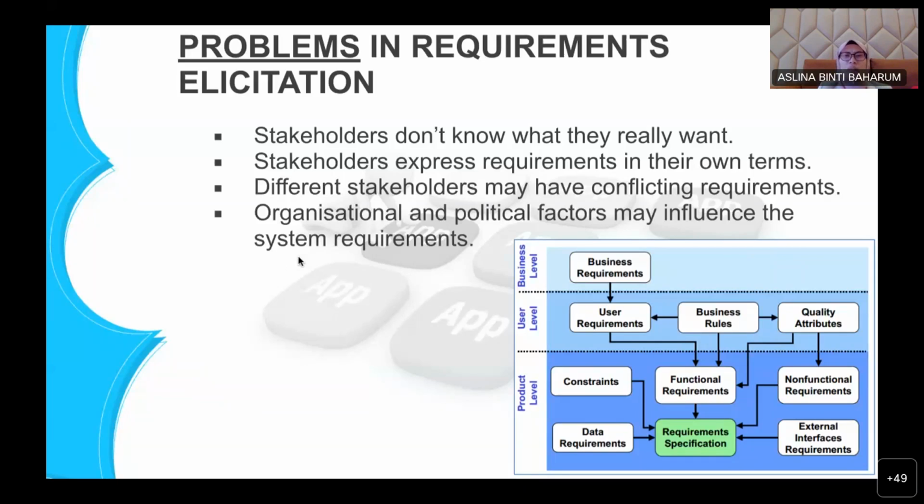Okay, different stakeholders might have conflicting requirements. If you only have one stakeholder who is talking the same language, easy. But what if you have different stakeholders? In my case, our stakeholders, our researchers, have different fields. There is a group of researchers working on the flora, bunga. Other groups are working on the fauna, binatang, kan? Others are living things lah.